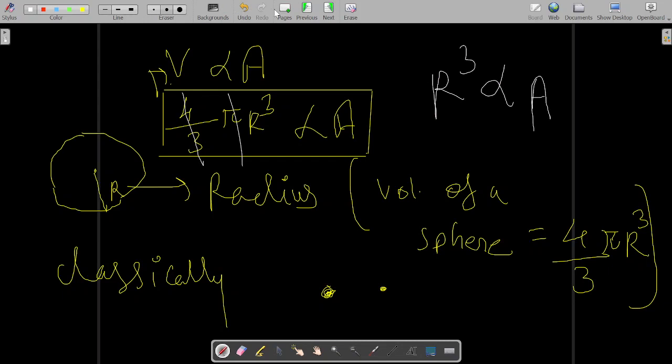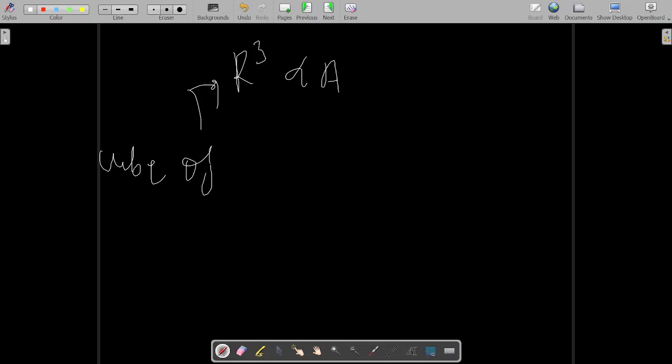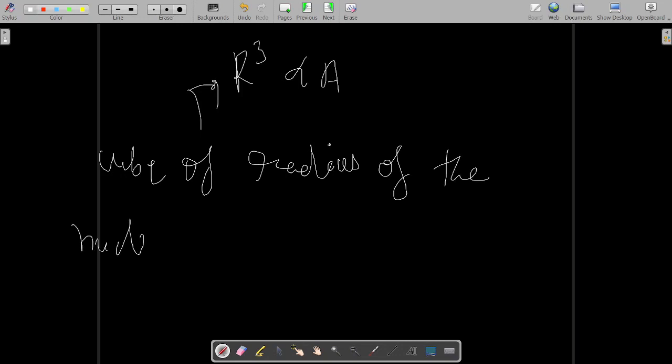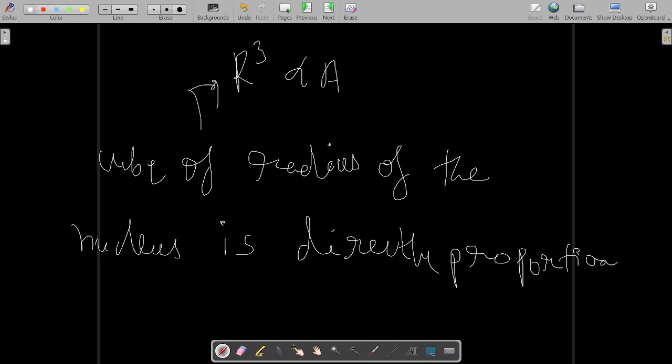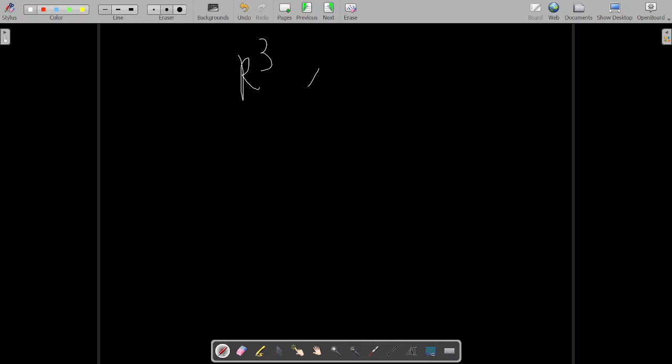What does this mean? R cube is directly proportional to A. That simply means that the cube of the radius of the nucleus is directly proportional to its atomic mass number. So this is given in HC Verma also. This is a class 12th concept.